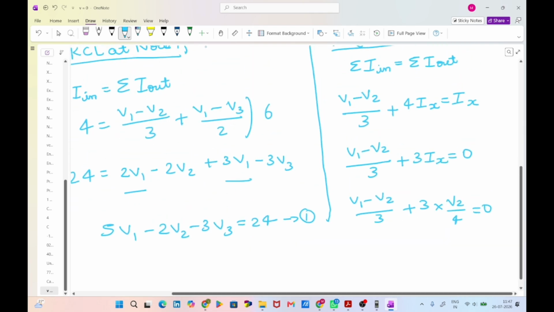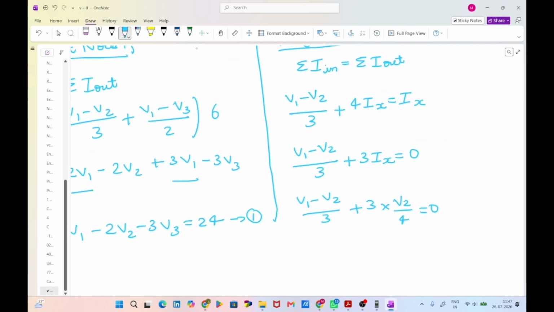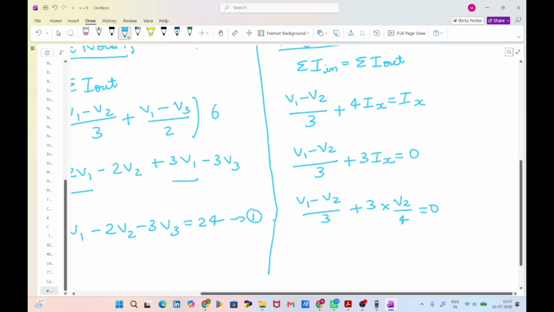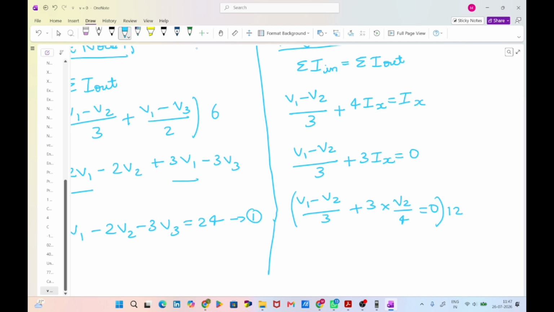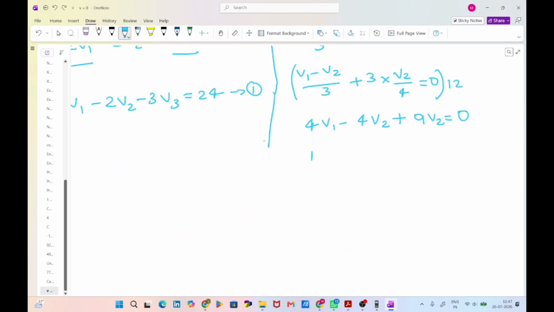We need to make the denominator 1. For that, multiply by 12. It will become 4V1 minus 4V2, and then plus 3 times 3, 9V2, is equal to 0. Then 9 minus 4 is 5, so 4V1 plus 5V2 is equal to 0. Let us consider this as equation 2.